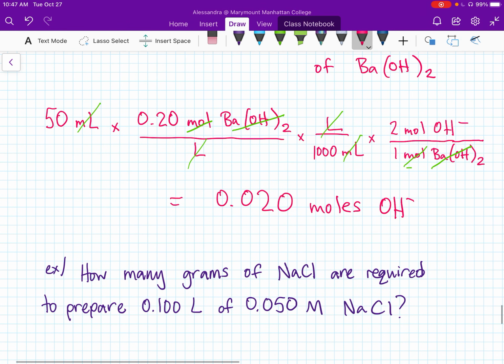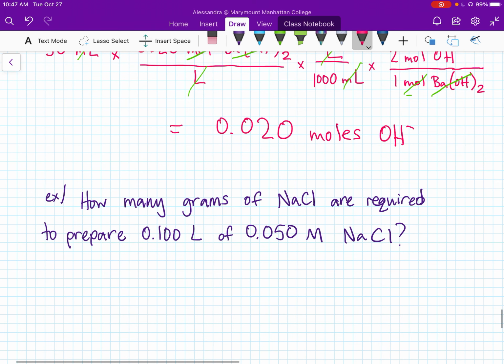How many grams of sodium chloride are required to prepare 0.100 liters of 0.050 molar sodium chloride? So we're making a saline solution here. And here it's similar to the previous problems, except I'm going to want to first figure out how many moles of sodium chloride I'm talking about, and then I have to use the molecular weight of sodium chloride to convert to grams.